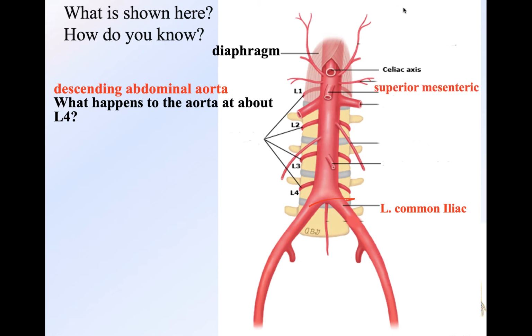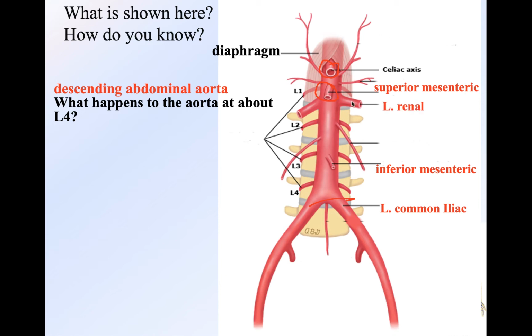We've got some other branches coming off of the abdominal aorta that are important. This one is the superior mesenteric. This is usually referred to as the celiac trunk. And then we've traveled down a little bit further, and this is the inferior mesenteric. And these are the things that supply a lot of the visceral organs that we find in the abdominal cavity as we look at that.